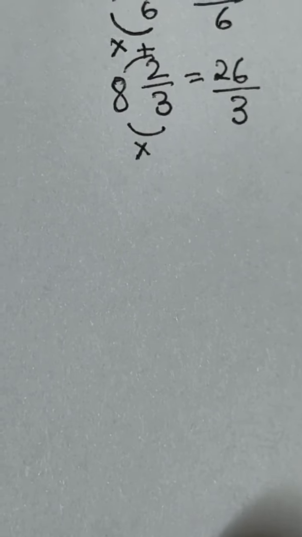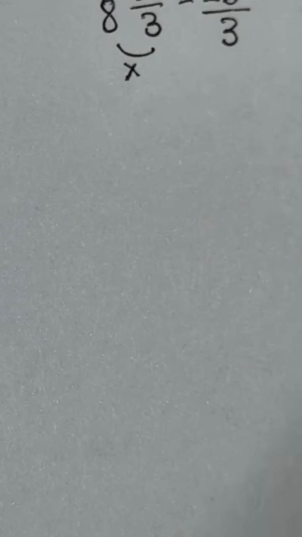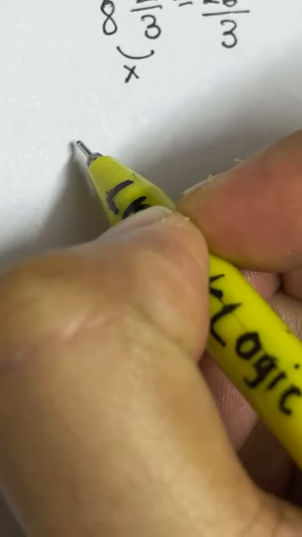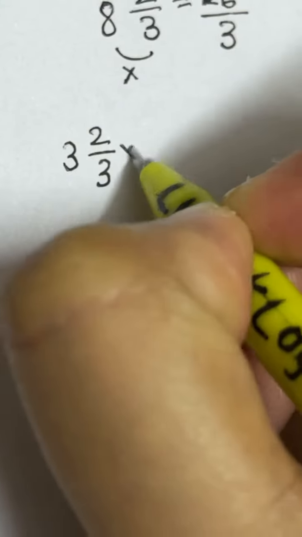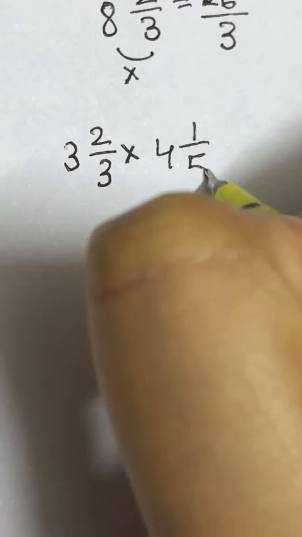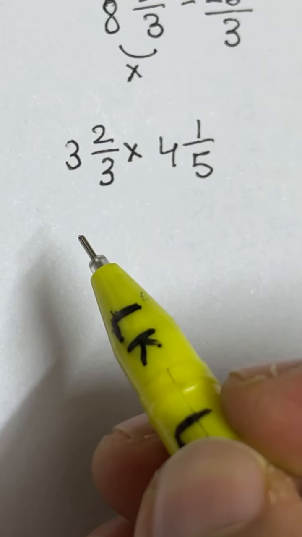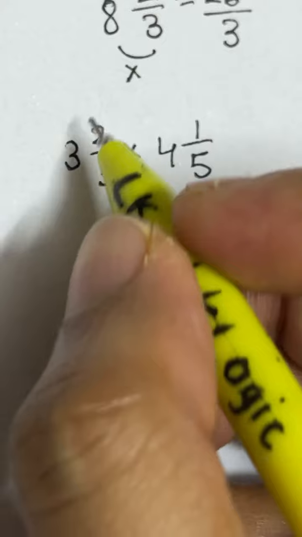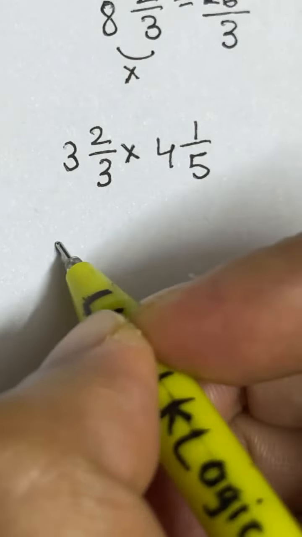Now we are going to multiply two mixed numbers, and how are we going to do that? Let's see. For example, if you have 3 2/3 multiplied by 4 1/5. How are we going to multiply two mixed numbers together? We are going to convert each back to an improper fraction.